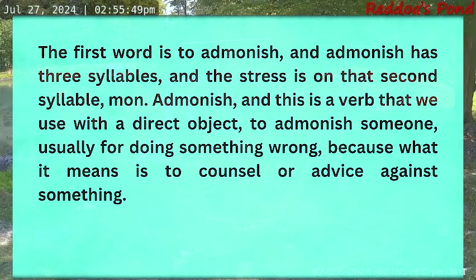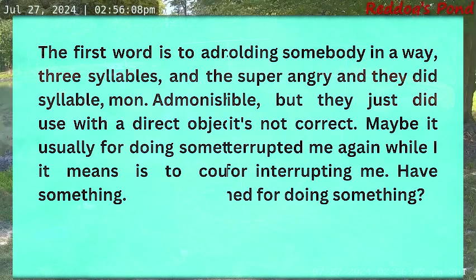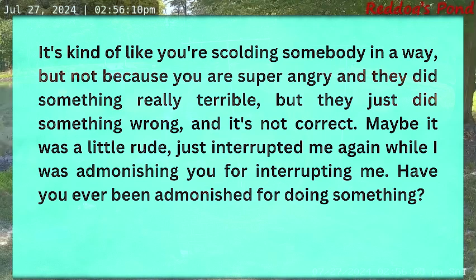The first word is to admonish, and admonish has 3 syllables, and the stress is on that second syllable, mon. Admonish. And this is a verb that we use with a direct object, to admonish someone, usually for doing something wrong, because what it means is to counsel or advise against something. It's kind of like you're scolding somebody in a way, but not because you are super angry and they did something really terrible, but they just did something wrong, and it's not correct.